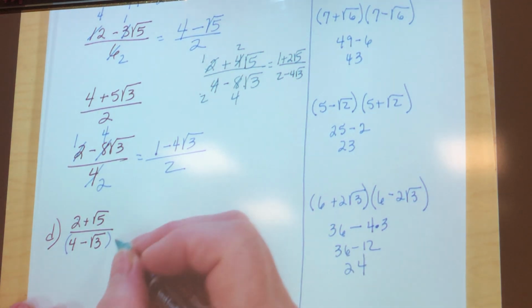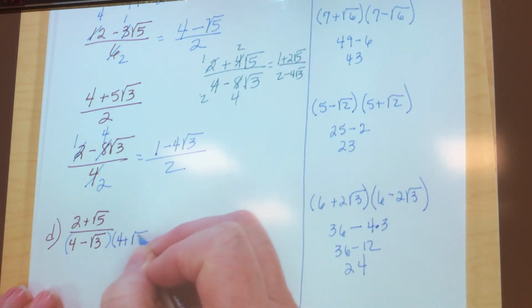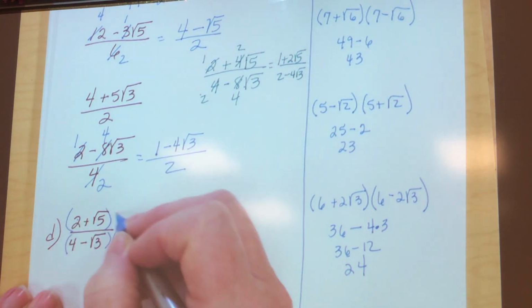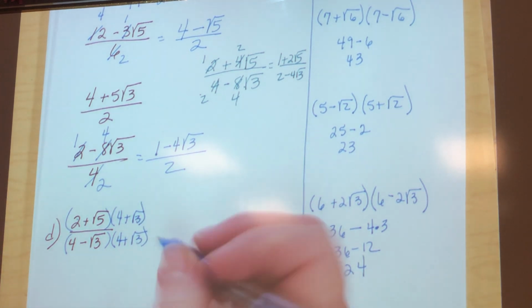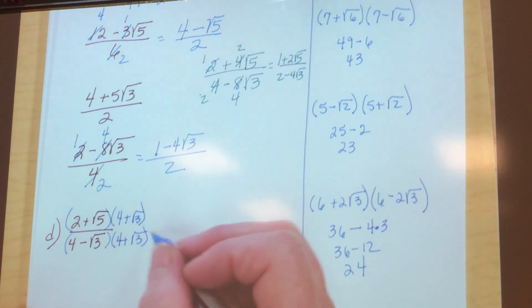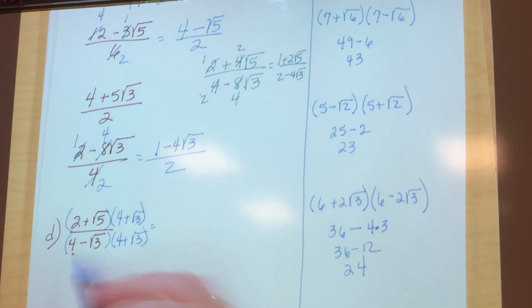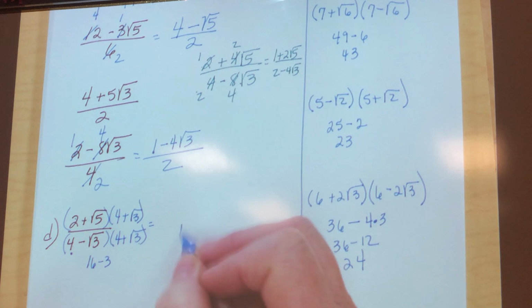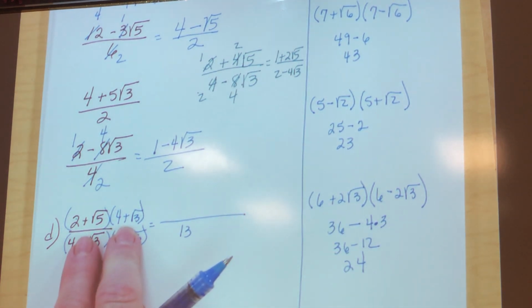Okay, so what am I going to multiply? 4 plus the square root of 3? I'm glad I saw that, because I'll bet you that all day the kids have been doing it, but nobody's sent anything to me. Okay, so on the bottom, can we get the answer really fast? What is 16 minus 3? 13. Okay, on the top, people, you got to FOIL it.